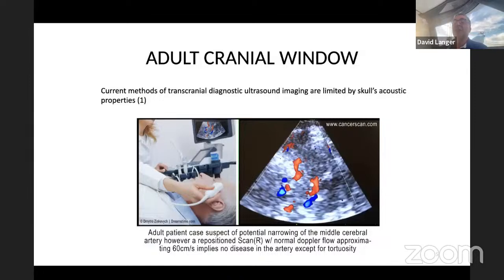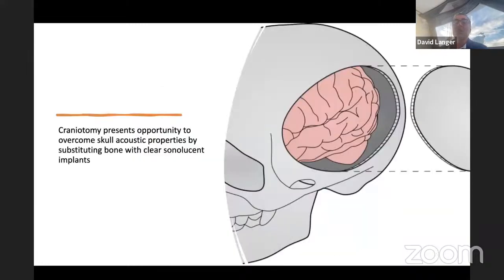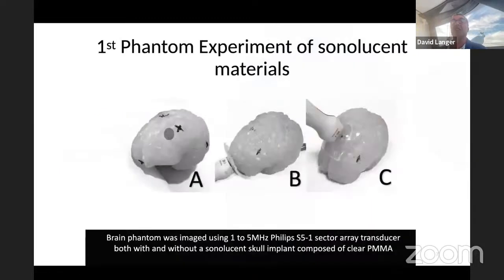And I'm not sure if you're aware, but we do craniotomies. Every time we do a craniotomy, we theoretically have this opportunity to do something. We always put the bone back, or at the minimum put a cranioplasty in, but why not put something in that we can ultrasound through at the same time that we repair the skull? And that's basically the idea.